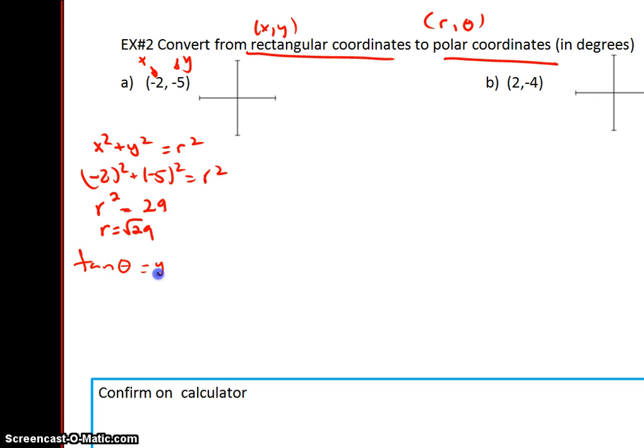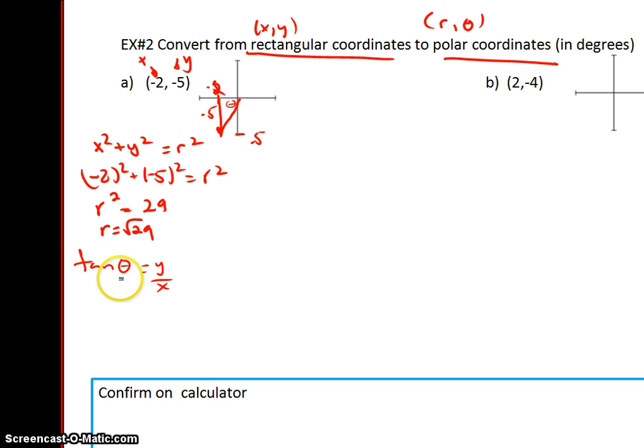Tangent of theta is y over x. So if I just quickly plot this point, negative 2, negative 5, it's going to go negative 2, negative 5. So it's this point here. So I have my opposite and my adjacent, and I have my reference angle, theta.